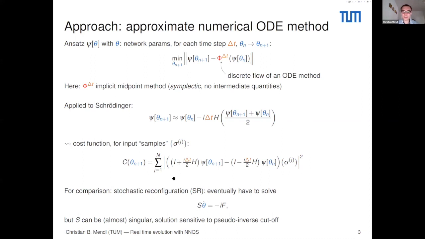Now a short note on stochastic reconfiguration, which would be the canonical choice here. Our method is in some sense an alternative, which we hope would avoid some of the problems associated with stochastic reconfiguration. Namely, there you would have to solve a linear system, but this covariance matrix S is typically singular or almost singular. This can cause issues, especially for larger systems. In our method, we bypass this issue.